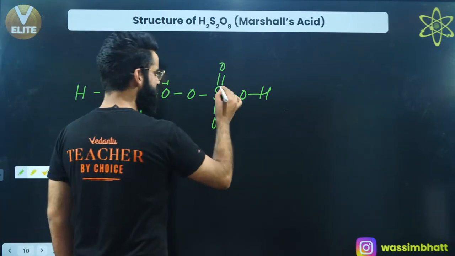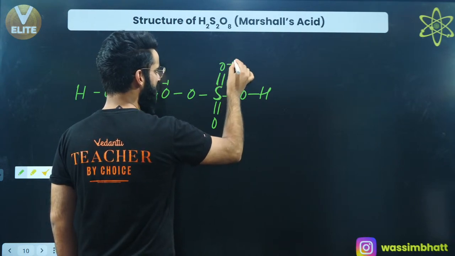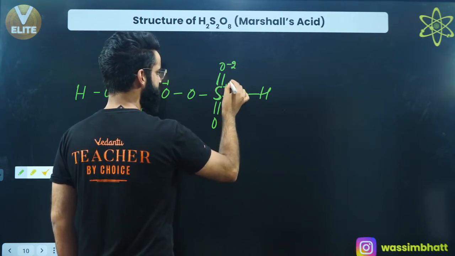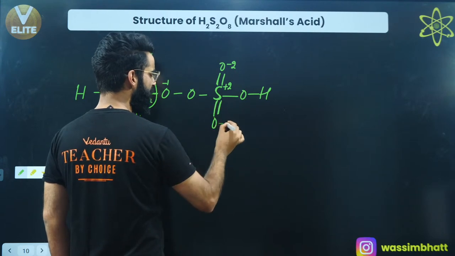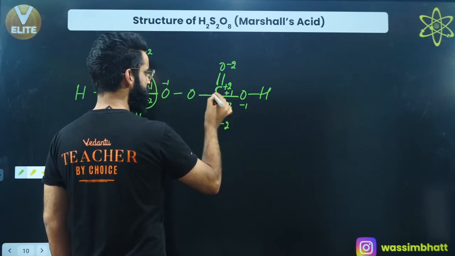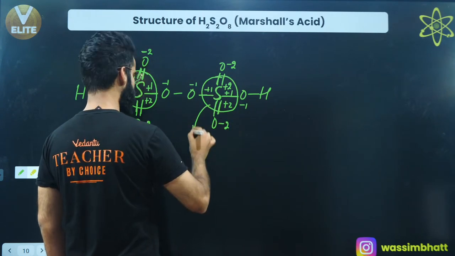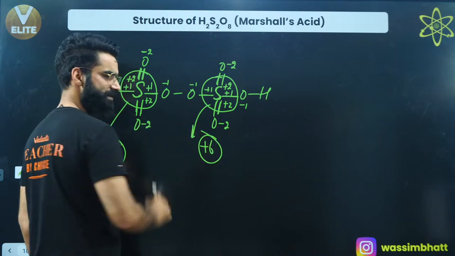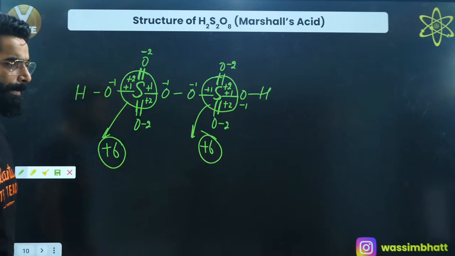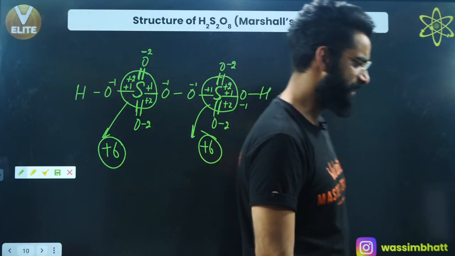Similarly, if you look at this sulfur carefully, guys, this is sulfur double bonded to oxygen, right? Oxygen will have minus 2 due to this bond, and sulfur at the same time will have plus 2. Due to this double bond, oxygen minus 2, sulfur plus 2. Due to this single bond, minus 1, plus 1. Due to this single bond, minus 1, plus 1. If I ask you what is the net charge on this sulfur, you'll again say it's going to be plus 6, right? Okay. Right, people?